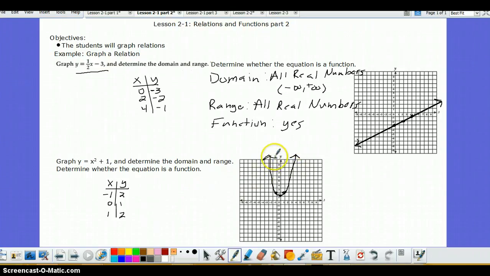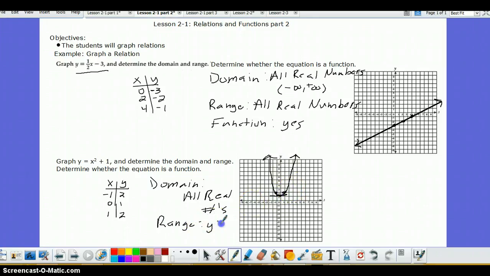So again, going forever left, forever right. So my domain, again, is all real numbers. Now the range is different because this is only going up, and it's going up from 1.